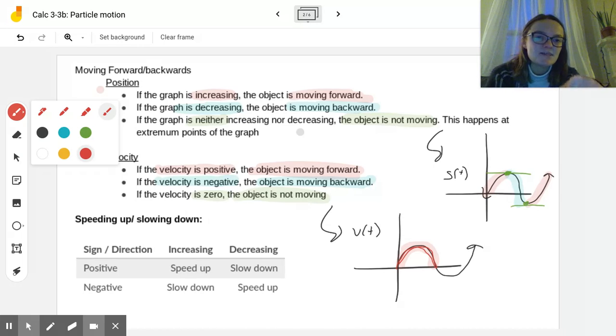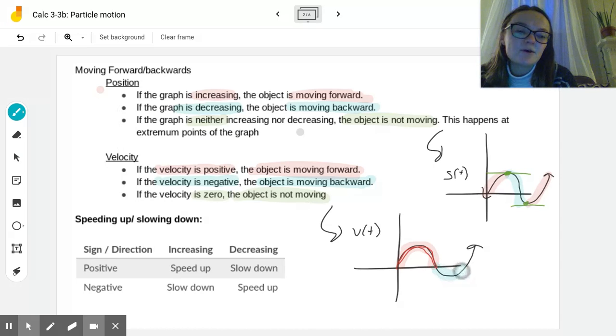Just like in S of t, when I'm increasing, that is the same thing as positive slope. Secondly, if I have a negative velocity, if my velocity is below the x-axis, it's less than 0, I'm moving backwards. That makes sense because in the position function, if my position is decreasing, if it has a negative slope, I'm moving backwards. So if velocity is less than 0, I am moving backwards.